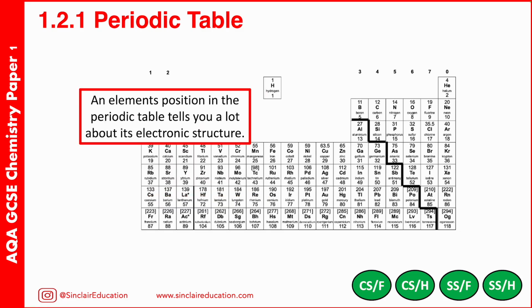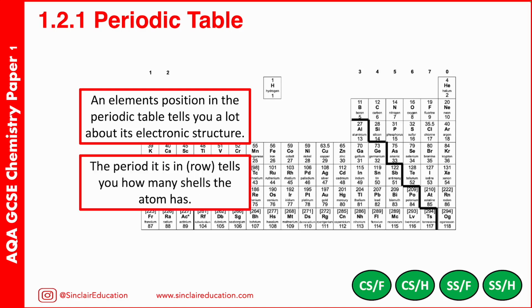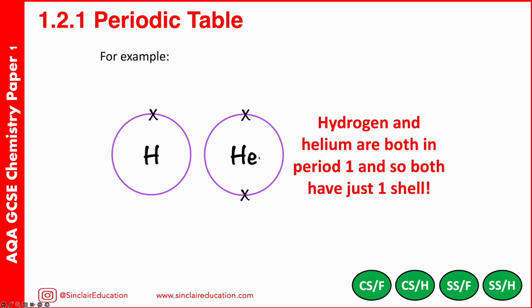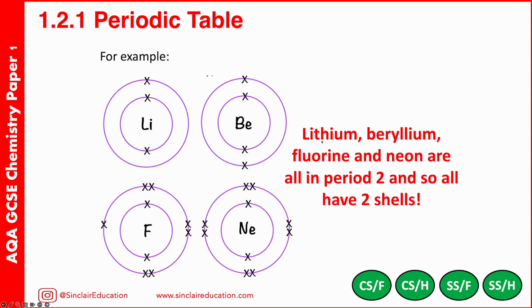Where an element is on this periodic table tells us a lot about its structure. So, for example, if something is in period or row 2, that tells us it's got 2 shells. If it's in group 7, that will tell us that it's got 7 electrons in its last shell. So if we look, hydrogen and helium are in different groups, but they are both in period 1. They're in the first row of the periodic table. They both have 1 shell. Lithium, beryllium, fluorine and neon are all in period 2, and they all have 2 shells.